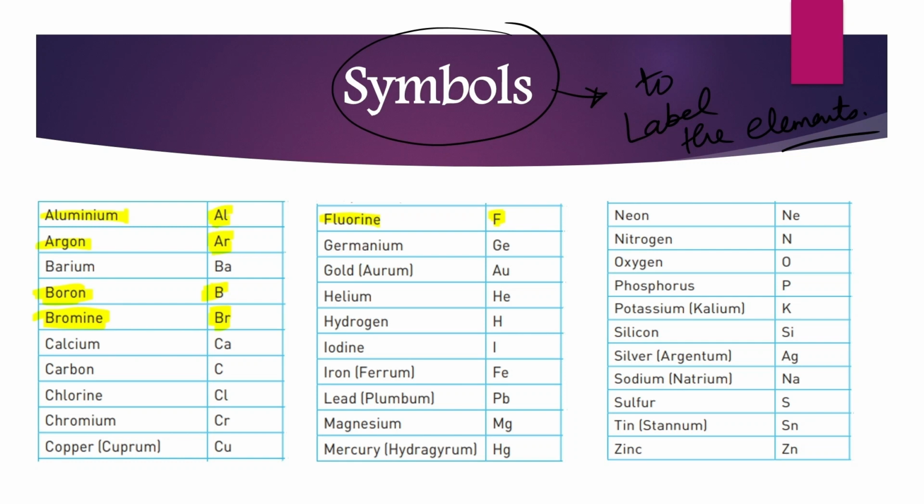Symbols also could have no relationship to the name of the element. For example, sodium has the symbol Na. Silver has the symbol Ag. The symbol has no relationship to the name of the element. The Na here comes from the Latin name natrium, and the Ag comes from the Latin name argentum. Also, we have here iron. The symbol is Fe, coming from the Latin name ferrum as well. Potassium is K, coming from the Latin name kalium.